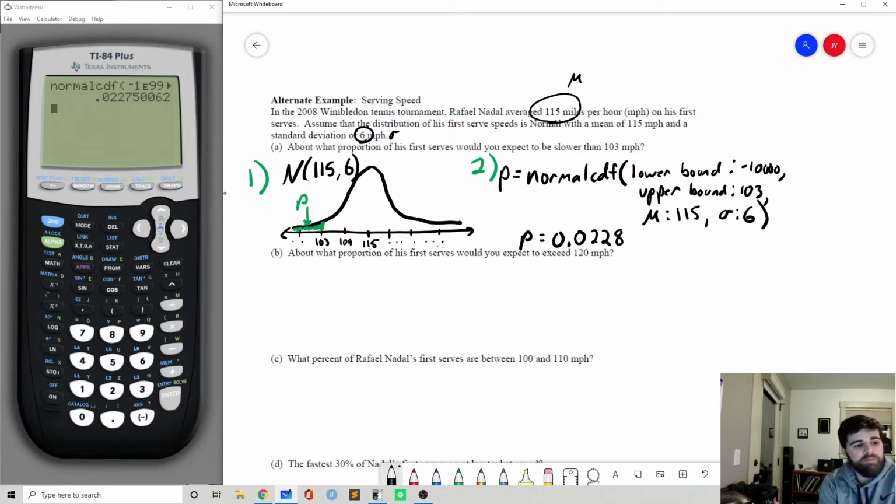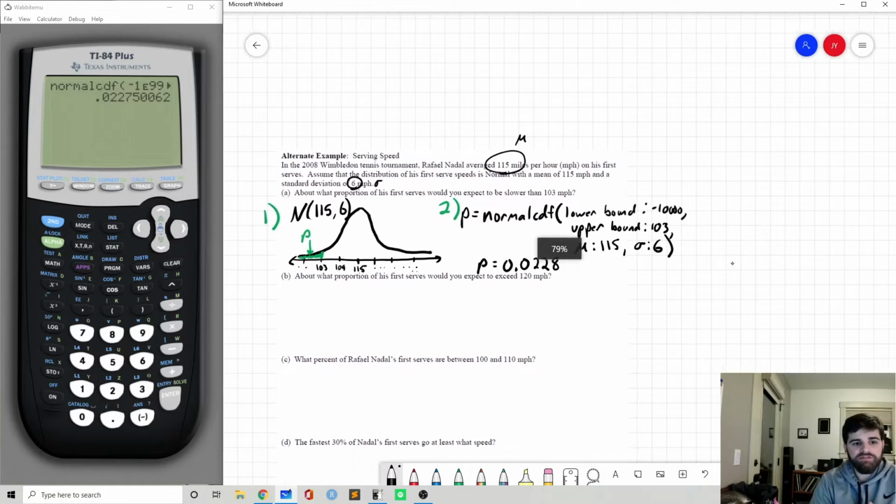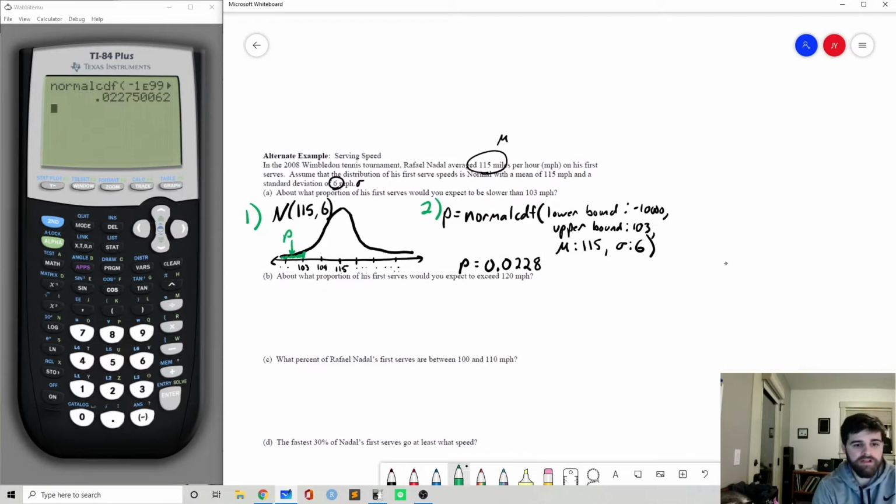Cool, so that proportion is about 2.3% of the total area. So that answer makes sense, I'm happy with that. Now we can do step 3, the important part here, answering the question. So what proportion of his first serves would be slower than 103 miles per hour?